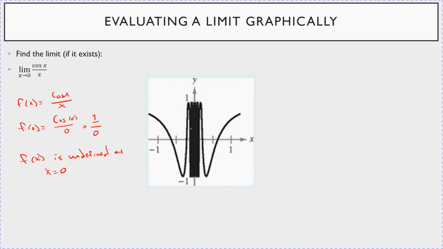Okay, so when a graph oscillates like this, up and down, up and down on both sides, this limit does not exist.